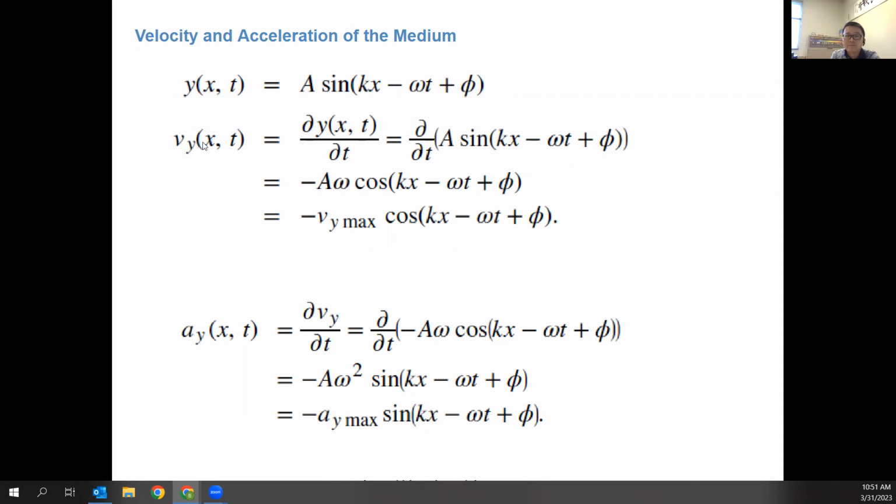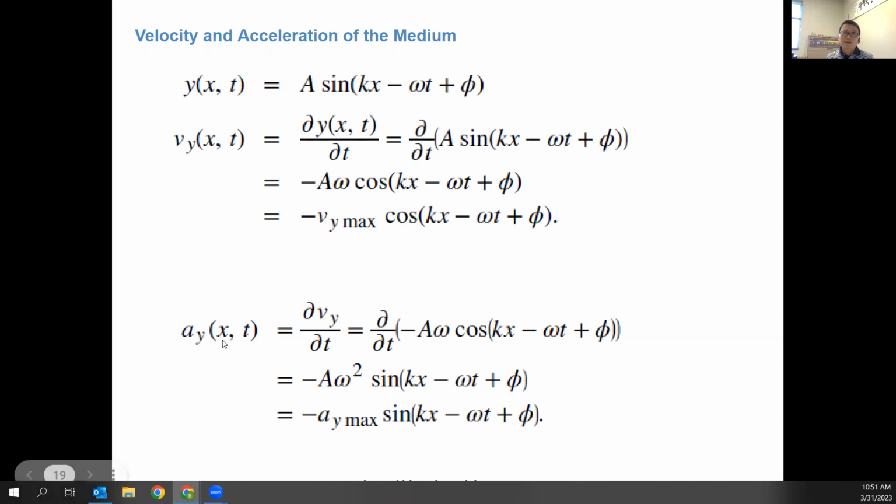Then the velocity of the medium as a function of t: you can take the partial derivative of the position y over dt, because there are two variables, so we can do a partial derivative, just the same as a derivative. A sine function becomes a cosine function. Here t is the variable, so minus omega comes out. So minus A omega cosine of the argument in the parentheses, where A times omega is the maximum velocity in the y direction, because the medium is vibrating in the y direction.